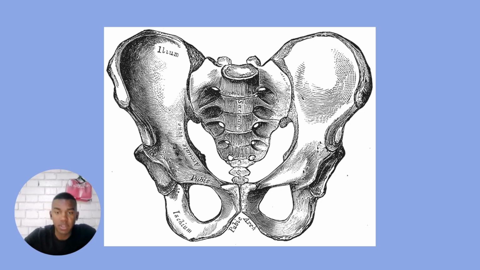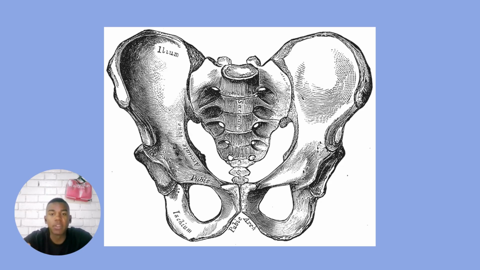Bones of the pelvis. The bony pelvis is made up of two hip bones, the sacrum and the coccyx. Each hip bone consists of three parts that fuse during adolescence. First, the ilium, the largest and uppermost portion of the hip bone. On its outer surface is the anterior superior iliac spine, an easily palpable landmark.